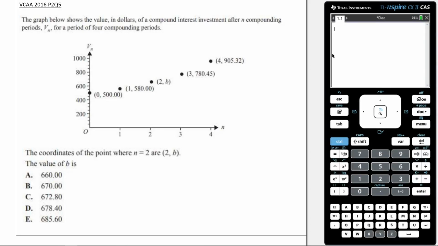All right, let's answer this question here. It says the graph below shows the value in dollars of a compound interest investment after n compounding periods for a period of 4 compounding periods. The coordinates of the point where n is equal to 2, this one right here, are (2, b). The value of b is... All right, what are we going to do here?